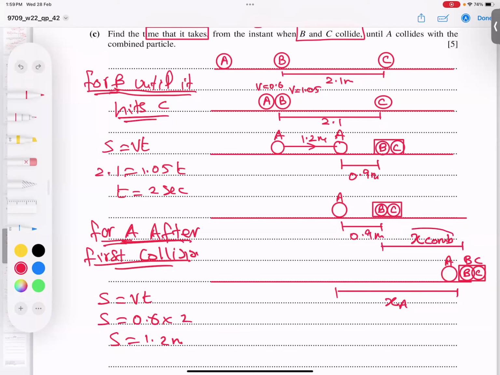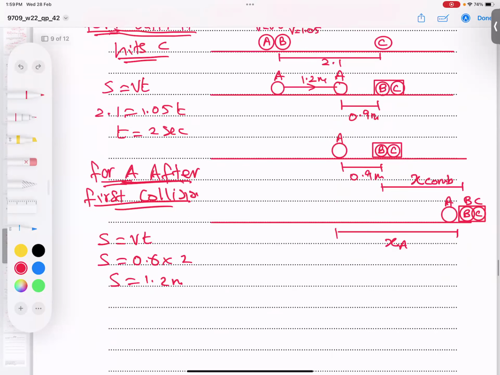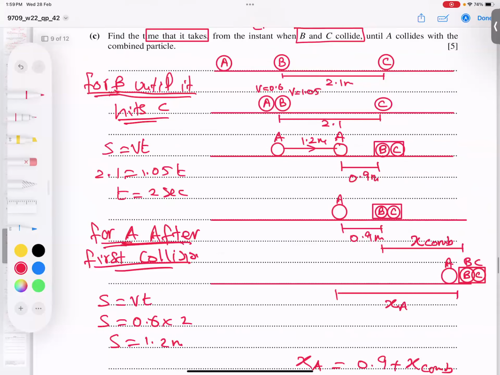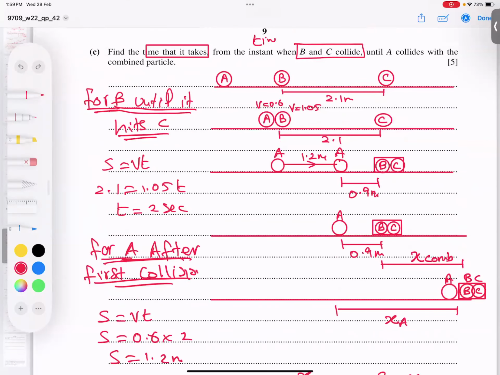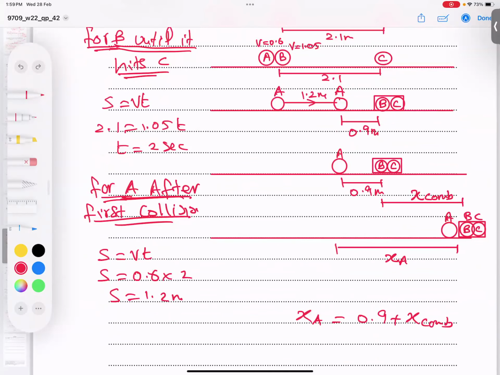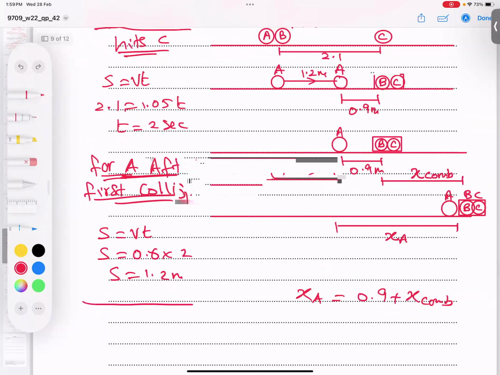Or I can say that the distance by the combined particles plus 0.9 equals that distance. Look here, this distance plus this distance equals that distance. So I'm writing XA equals 0.9 plus X combined. Now how do we get the distance traveled after that? One part is clear: 0.6 is the speed of particle A throughout.